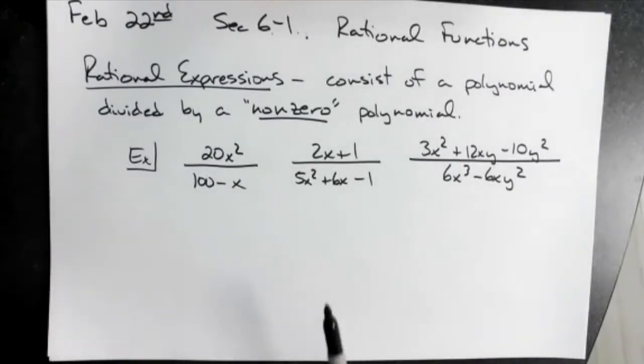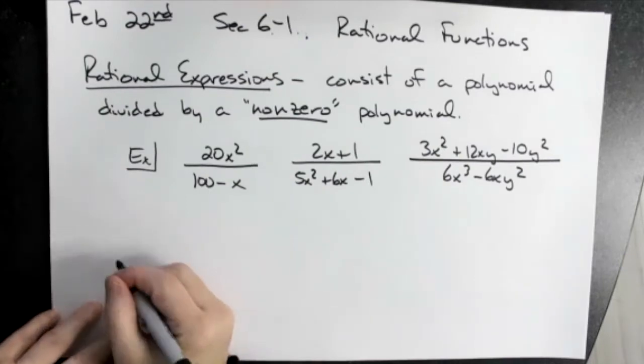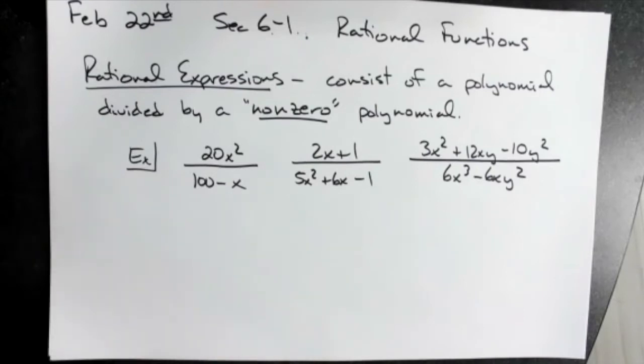Okay, the graphs are going to be extremely different from your polynomial graphs. Polynomial graphs were smooth and continuous. These are not going to be smooth and continuous. They're going to have vertical asymptotes. They're going to have horizontal asymptotes. All right, so we're going to take a look at some of these vertical asymptotes and horizontal asymptotes.